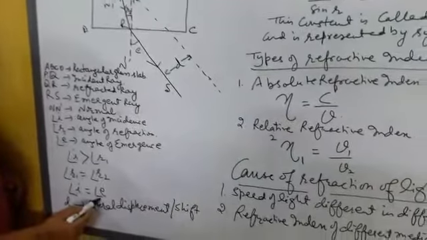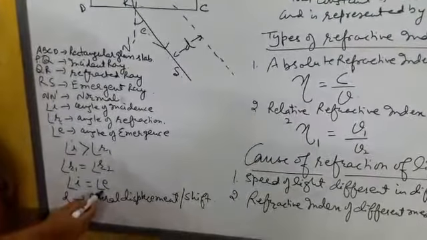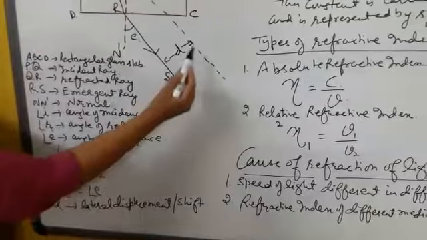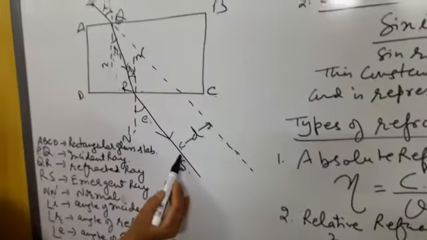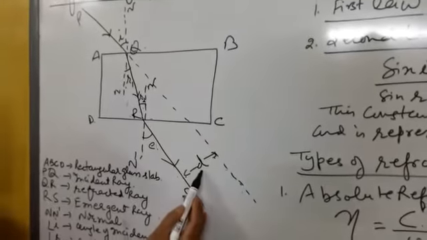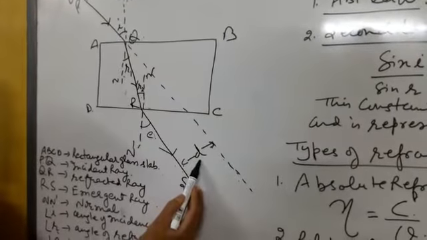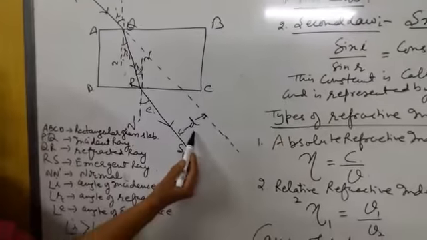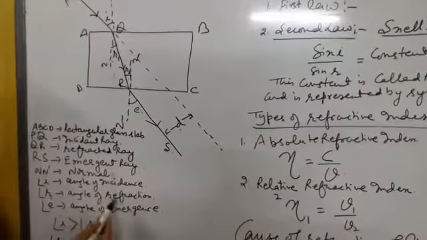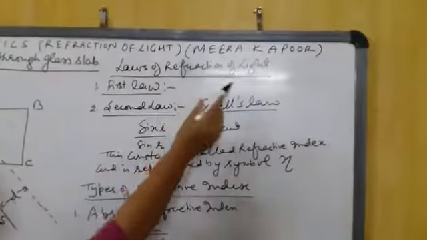Angle I is equal to the angle of emergence, and the distance between the original incident ray and the emergent ray is known as lateral displacement or lateral shift. It is represented by the symbol D. It is the lateral shift. Now we will be doing the laws of refraction of light.